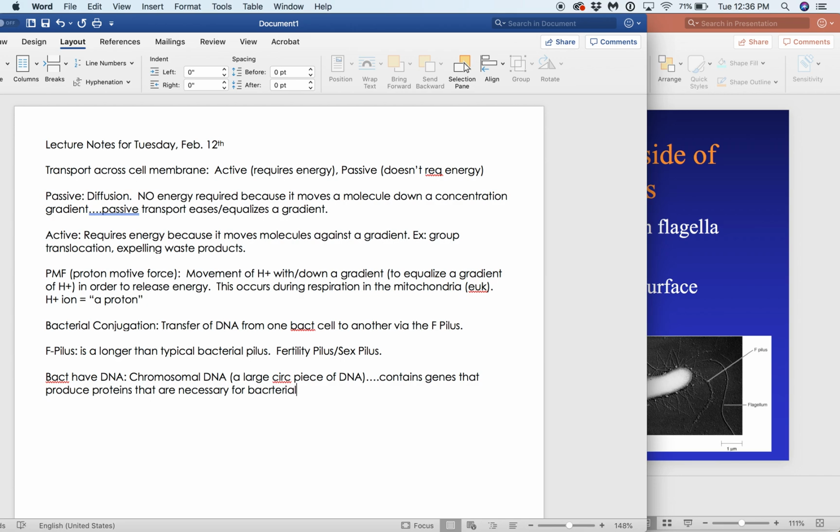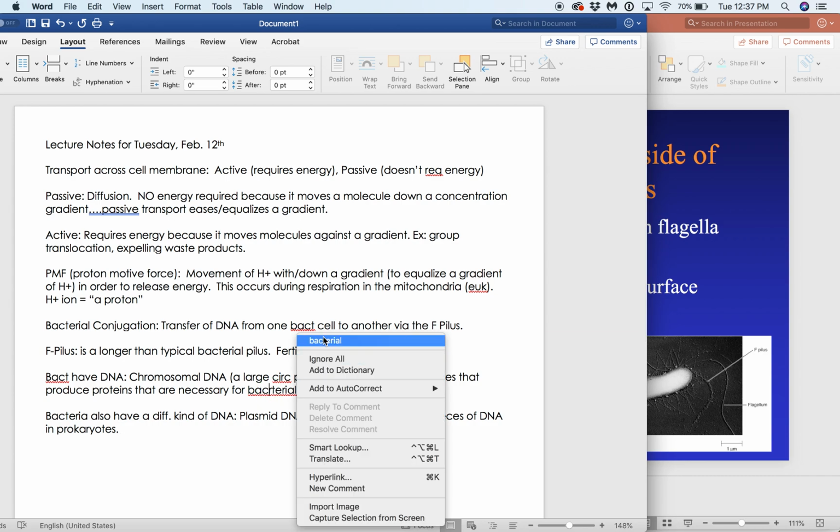I mistyped bacterial, too bad. Bacteria also have a different kind of DNA in addition to the chromosome. And this different kind of DNA is called plasmid DNA. Dun dun dun. Let's give that an exclamation point. Plasmids are small circular pieces of DNA in prokaryotes. Eukaryotes, we don't have plasmids.